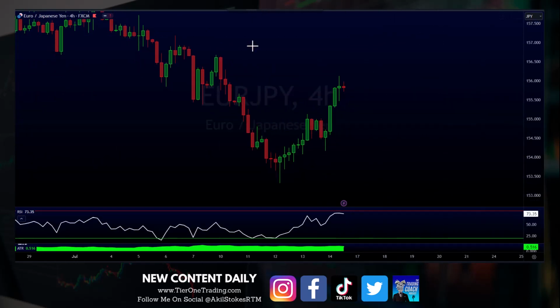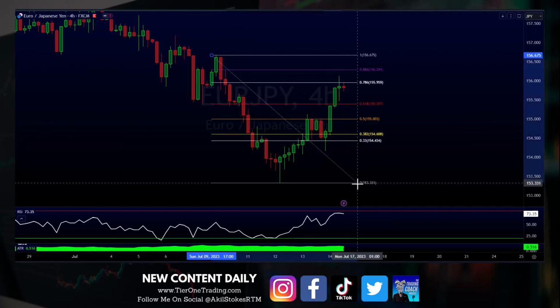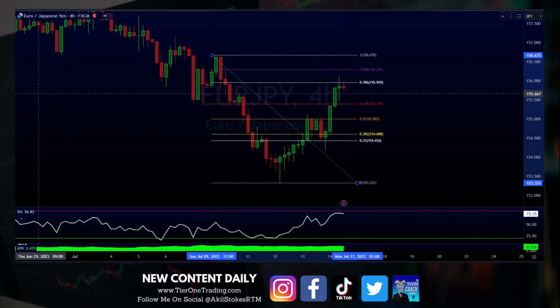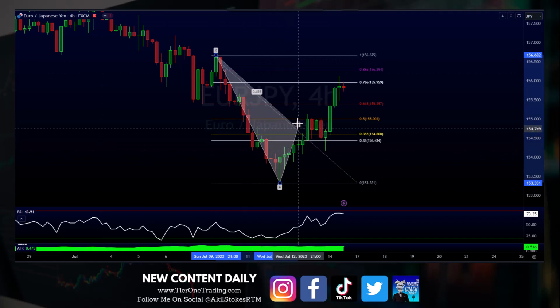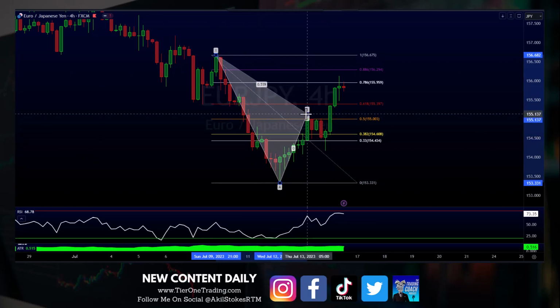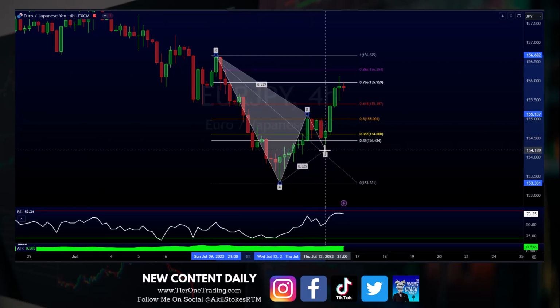If we look at the recent move down, this is going to be our X2A. Let me just draw this out real quick. Excuse me. There we go. This is going to be our X2A, swing high to swing low. First retracement back up is going to be our A to B. We then get a move down here being our B to C.